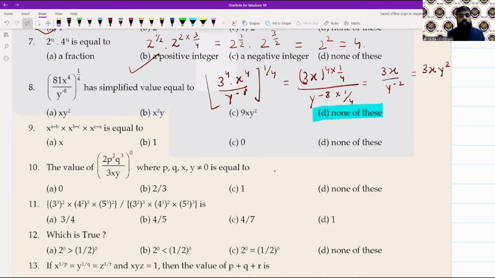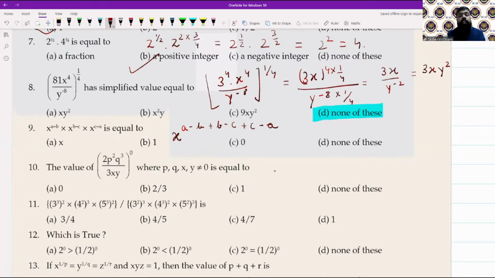Now, the next one, that is ninth. In ninth, we are having x to the power of something. Now, everything is in the power of x. So that is why we can add them. Whenever bases are same, power can be added. So x to the power of a minus b plus b minus c plus c minus a.